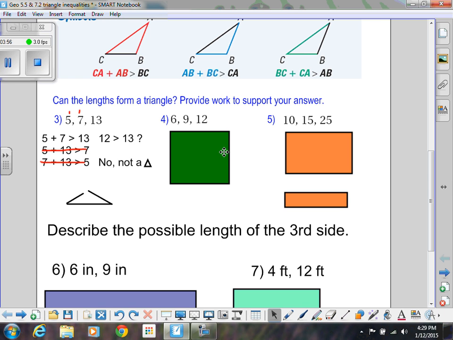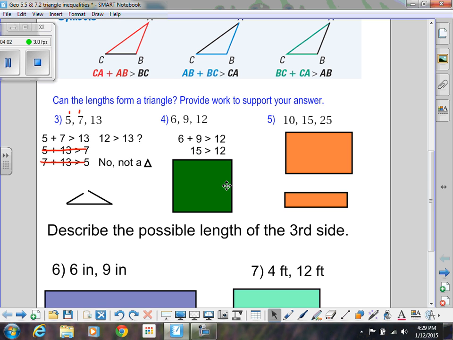Let's do another one. In this one, we're going to have to ask ourselves, does 6 plus 9, is that greater than 12? So 6 plus 9 is 15, and 15 is definitely bigger than 12. So yes, we have a triangle.